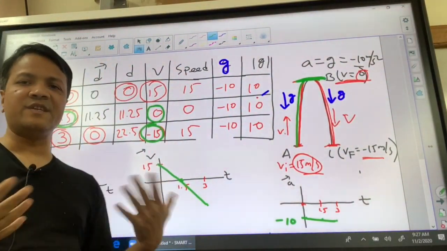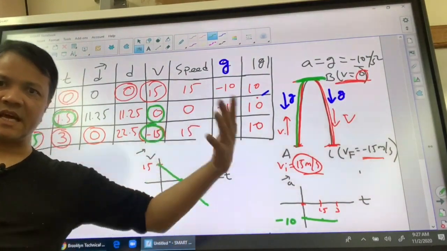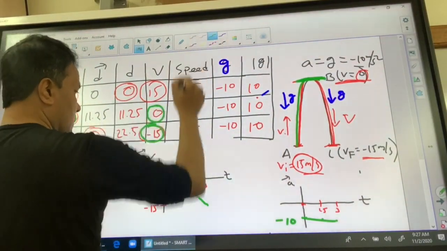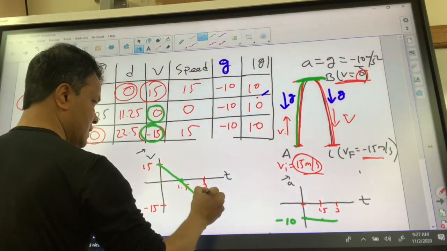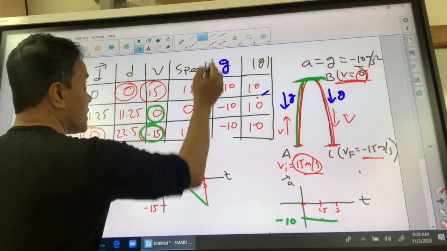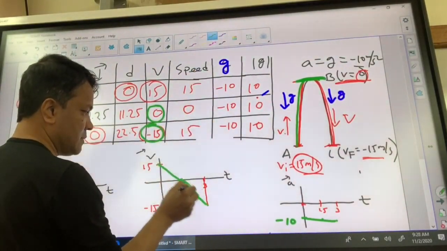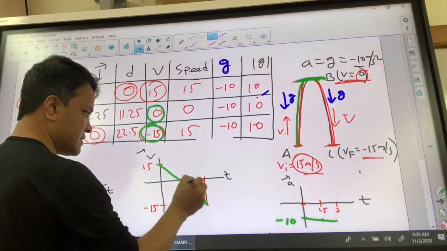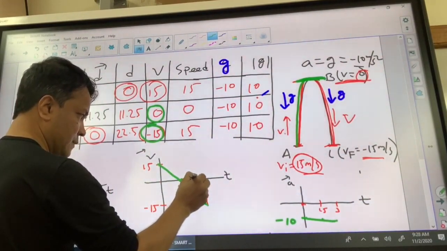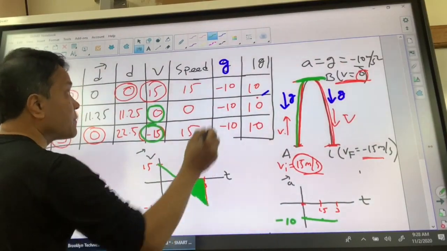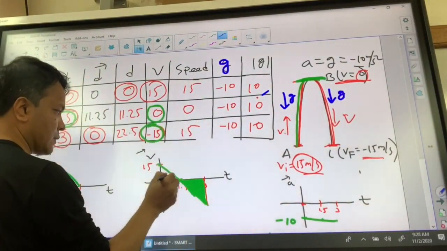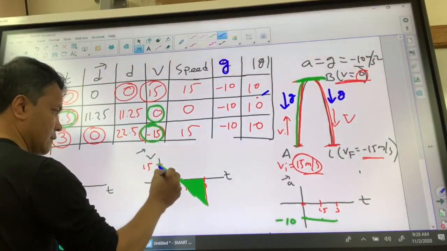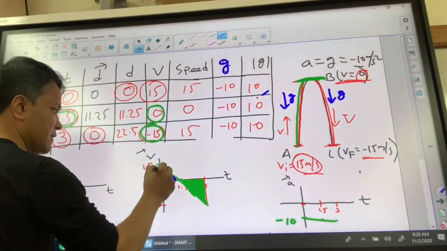Now I'm going to come back over here and pay attention, because this is the vt graph, and the vt graph is very important. Area under the vt graph is the displacement. So what do we mean? I'm going to make it green. So the area under the vt graph is the displacement. Okay, so this green and this blue.